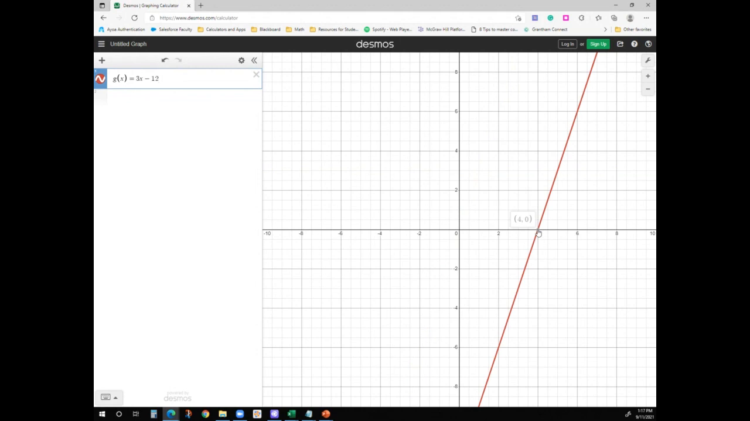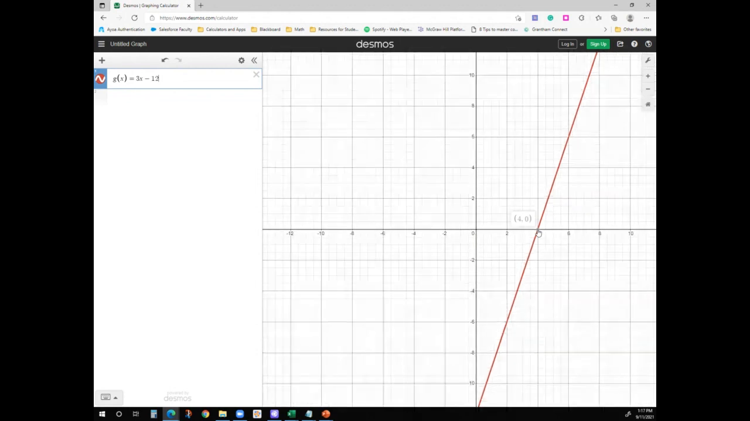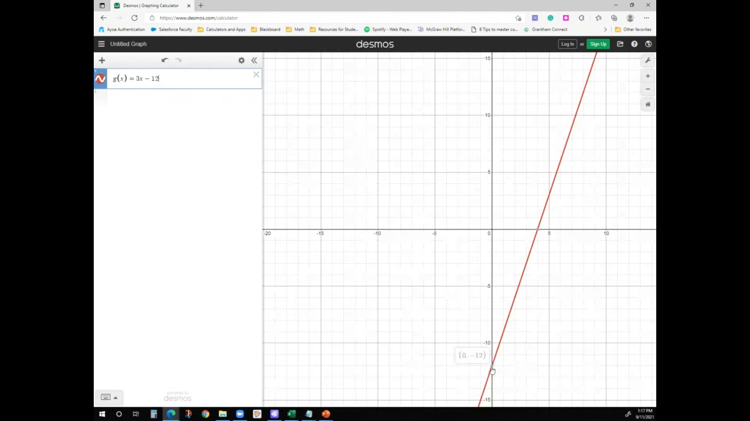That matches what we got when we solved. And then I can zoom out, and then this is our y-intercept, which is 0, negative 12, and that's what we got when we plugged in the value 0 for x. We plugged in, we got negative 12 out. So you can use Desmos to double check your algebra to make sure that you've solved correctly. And if it doesn't match, that tells you, okay, I need to go back and see where I messed up.